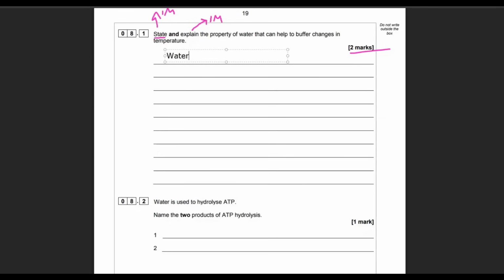Well, of course, the property is water has a relatively, you don't have to say relatively, but it has a relatively high specific heat capacity. When you compare it to what it should have, it has a high specific heat capacity. Now, why? Well, water is a polar molecule, and hydrogen bonds can form between adjacent water molecules, and hydrogen bonds require more energy than other weaker intermolecular forces, and this gives water a high specific heat capacity.